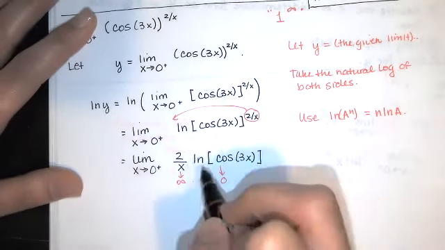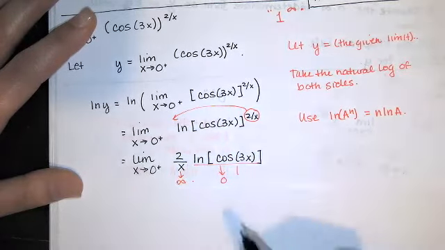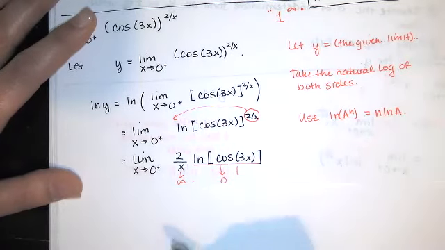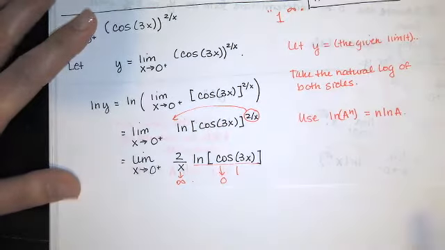This is already written as a fraction. So let's just write this log as itself over 1 and multiply straight across. That should do the job. That should give us a 0 over 0.